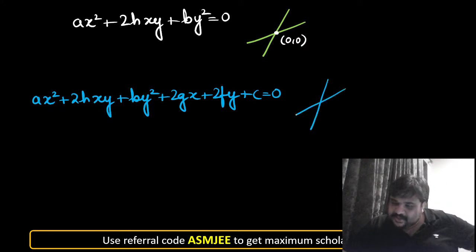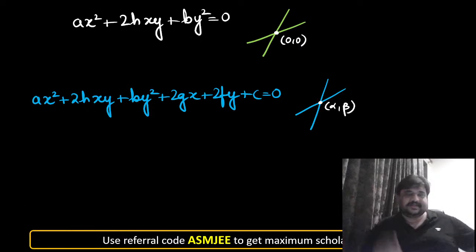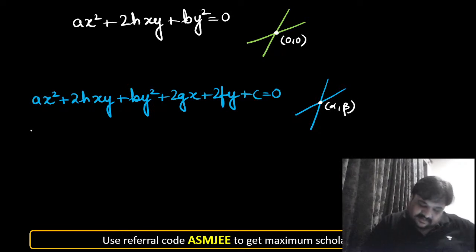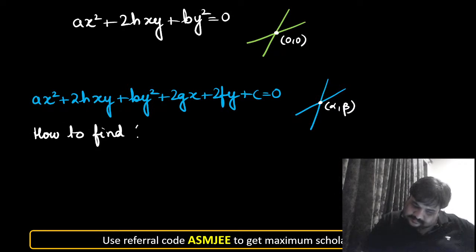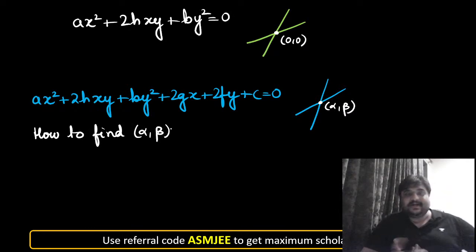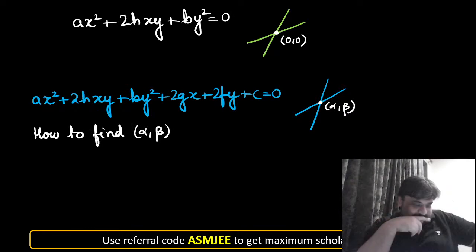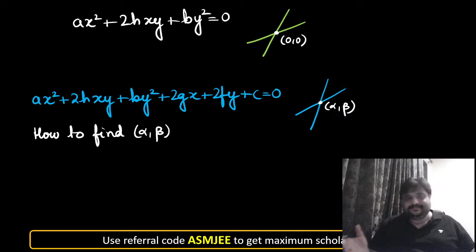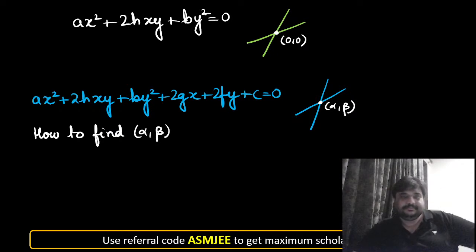This might be some point alpha comma beta. How will you find alpha and beta? That's a valid question. You might need to find that point where they are intersecting. Yes, Nishu. Homogeneous means every term has the same degree. So every term has 2 degrees, right? x squared, 1 plus 1, 2, 2. How do you find alpha and beta?